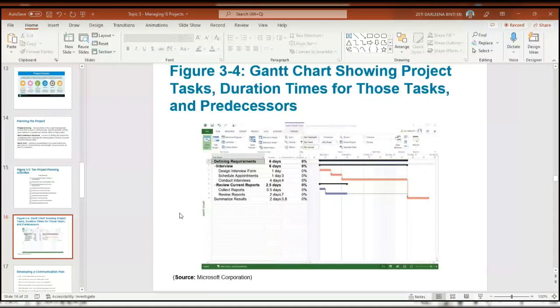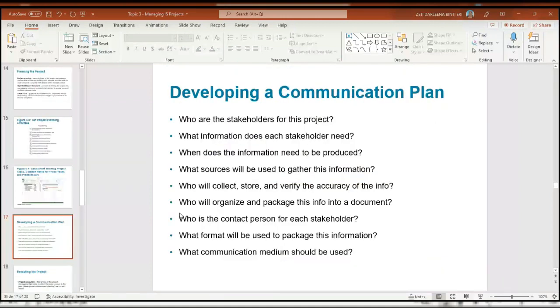Kita sambung. Ni antara questions yang related dalam salah satu aktiviti dalam fasa 2 ni, project planning activity ni, which is developing a communication plan. These are the questions that we must clear and write in the plan. So they have to identify who are the stakeholders for the project. Siapa stakeholder dia? Siapa yang berpengaruh? Siapa user dia? Siapa orang yang involved?